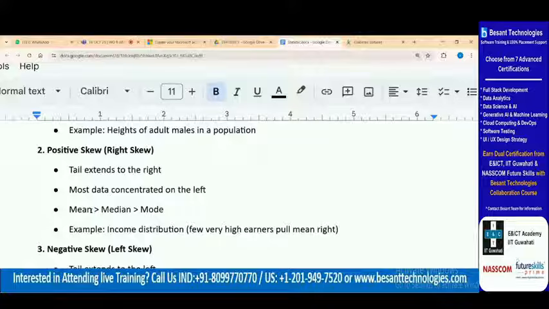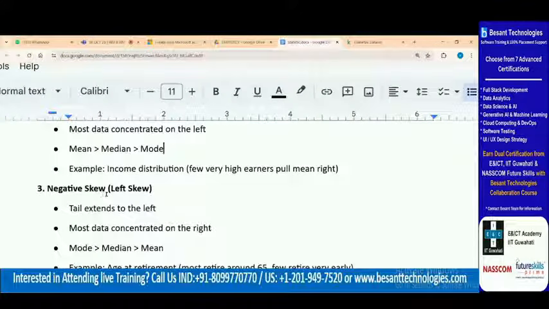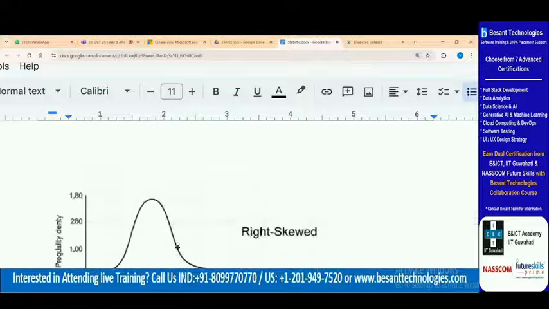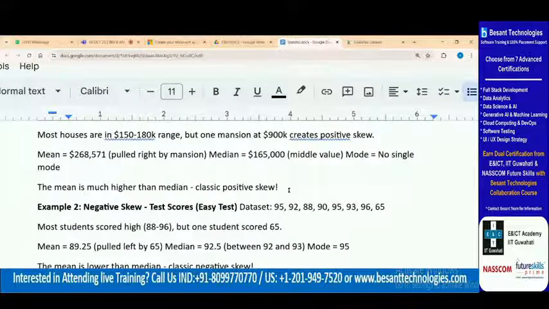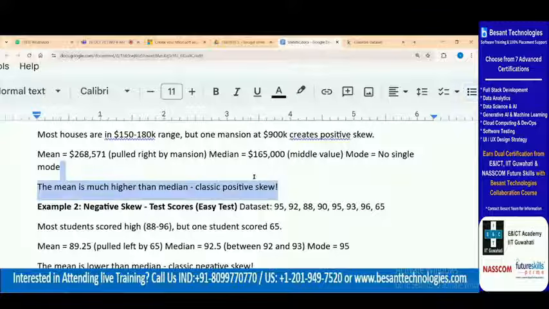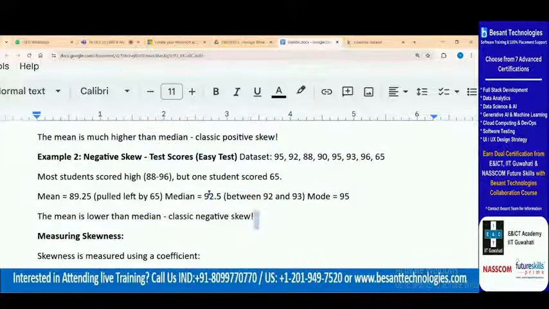So in positive skew, mean would be greater than median, median would be greater than mode. Whereas in a negative skew, it is the opposite. Mode would be greater than median and median would be greater than mean. So based upon the formula, we are just coming to a conclusion. This is a classic positive skew and it is a negative skew.